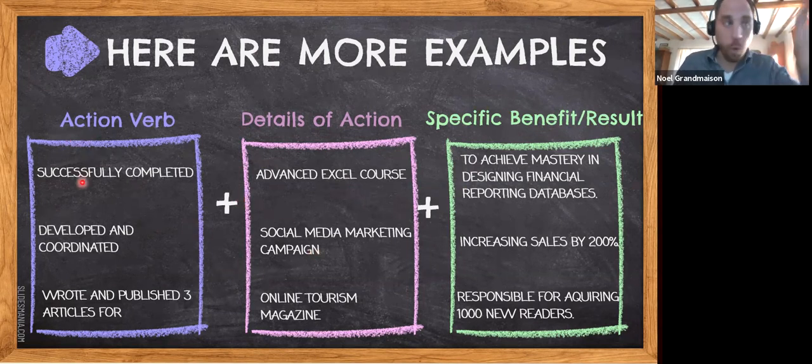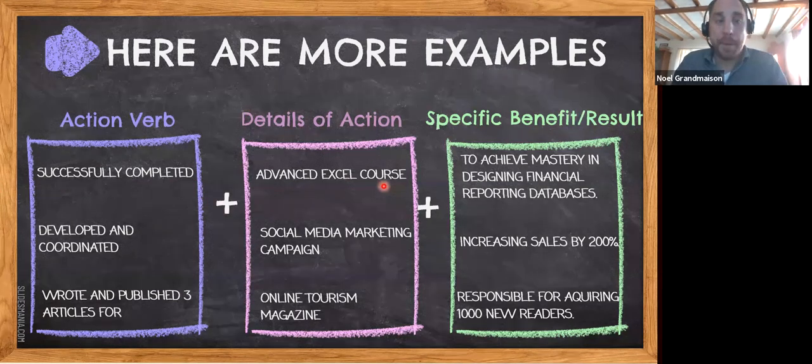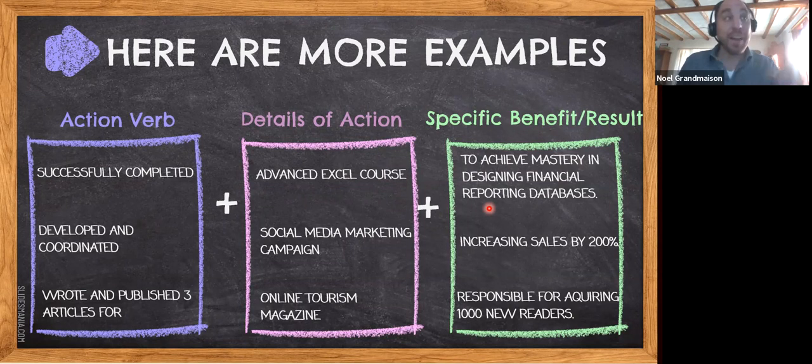But just remember, action verb, always start with the verb. Successfully completed, developed and coordinated, wrote and published. And then what? So I successfully completed, what did you complete? An advanced Excel course. And what was the result? I achieved mastery in designing financial reporting databases. Which lets them know, look, I'm really good at Excel and I understand financial reporting. And a lot of these words you get from the job description.